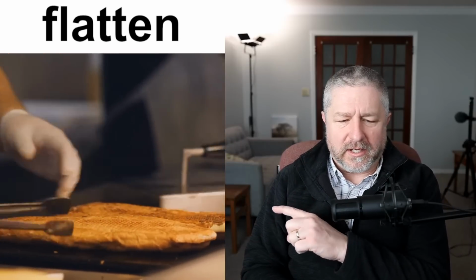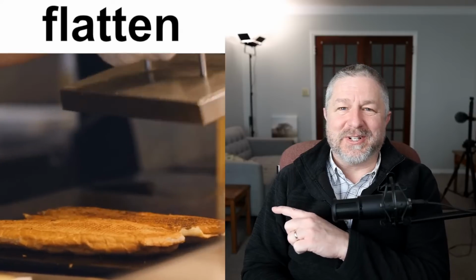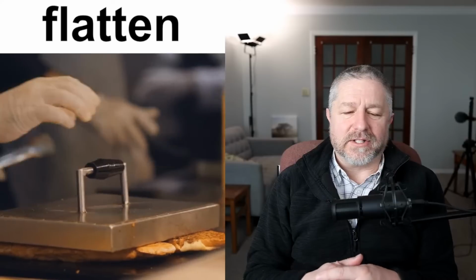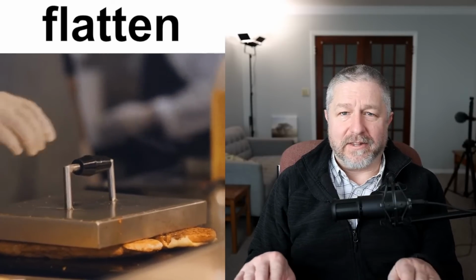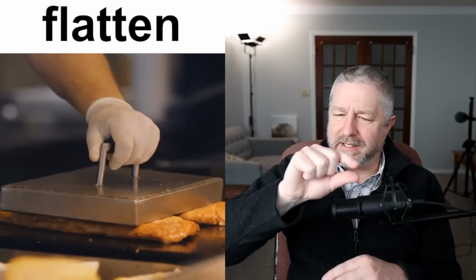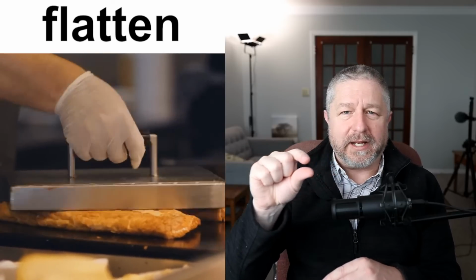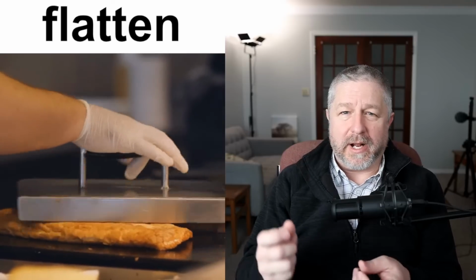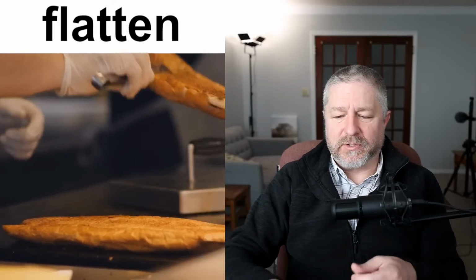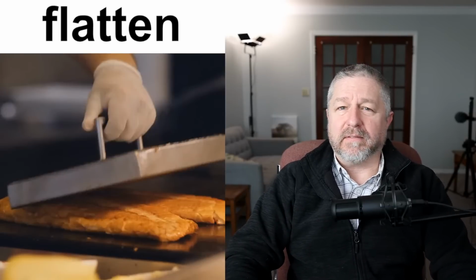This person is cooking something. I'm not sure exactly what it is, but they have this heavy thing that they're putting on top of the food to flatten the food. When you flatten something, you make it so that it's even and usually quite thin. Sometimes when I put an egg in the pan, I will break the yolk and I will flip it, and then I will push down with the spatula to flatten the egg. So when you make something flat, we use the verb flatten.